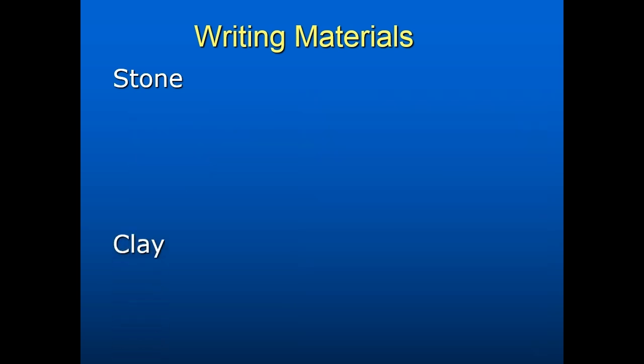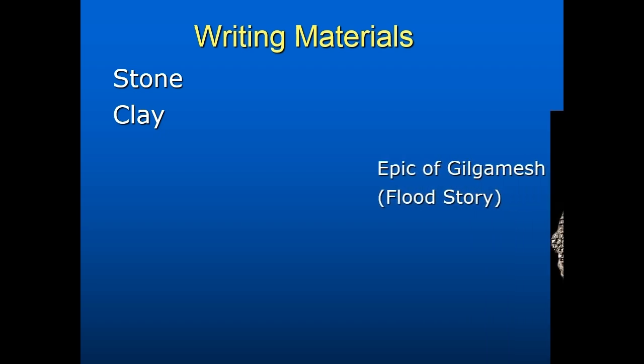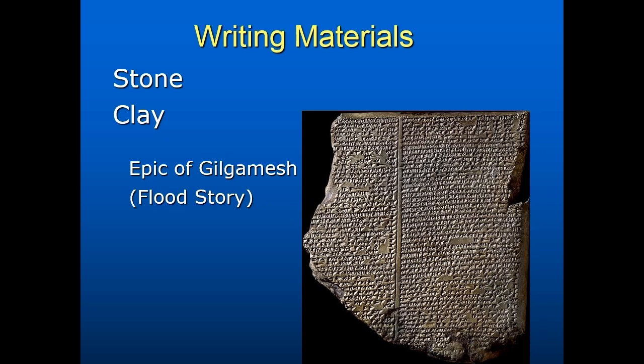But another permanent material was clay. When fired, it became quite durable. Civilizations like the Sumerian and Old Babylonian used it, employing the cuneiform script that you see here, combined wedge-shaped marks. This is one tablet of the famous Gilgamesh epic, which includes the Babylonian legend of the Great Flood.